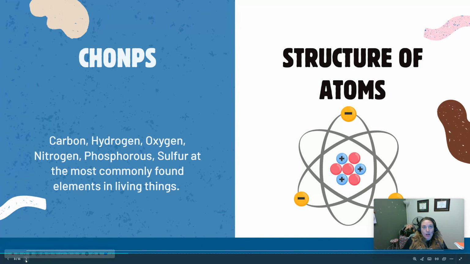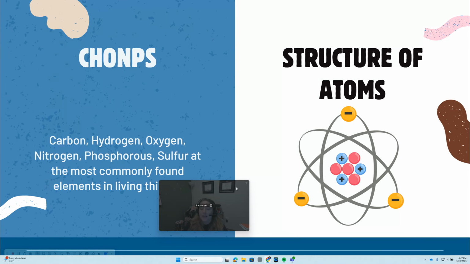Of course, we have some common elements that make up the living world, and I like to call it CHNOMPS. That's carbon, hydrogen, oxygen, nitrogen, phosphorus, and sulfur. Then we come over here to our structure of atoms. Our atoms are going to have a nucleus where we have our positively charged protons, our neutrally charged neutrons, or no charge, and then outside of that nucleus in our orbitals or electron shells, those are going to be the electrons, which are negatively charged.